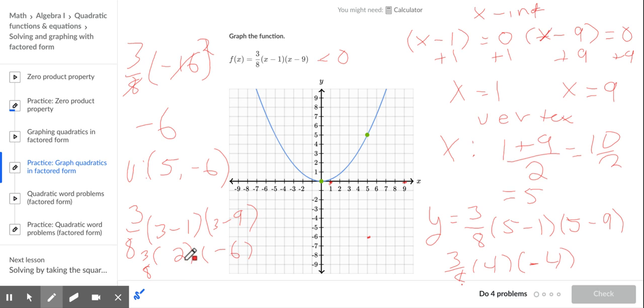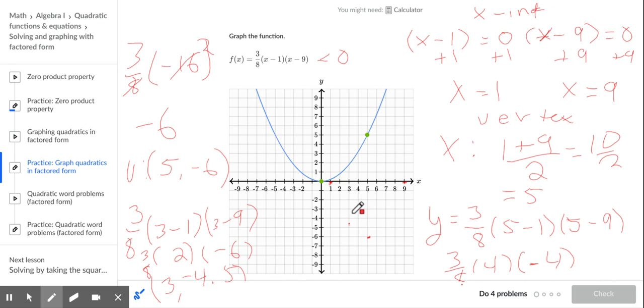So we have 2 times negative 6, which is negative 12. Negative 12 times 3 is negative 36, divided by 8 is negative 4.5. So our point here is 3 comma negative 4.5, because what we plugged in for x was 3. So 3 and negative 4.5 would be right here. Basically we're just finding this point so that we can have a thorough curve.